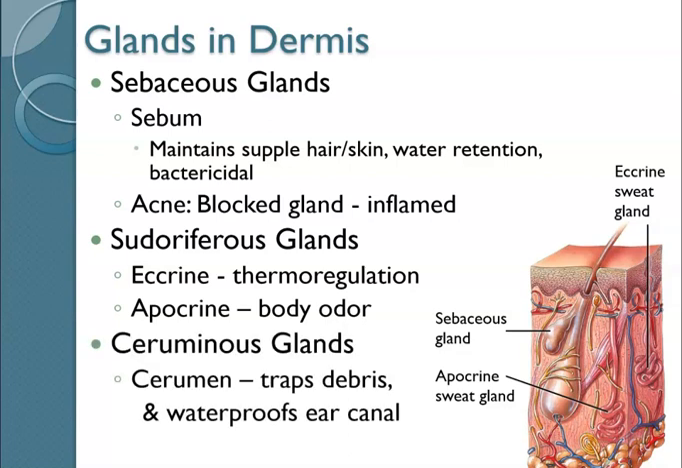Then we also have ceruminous glands. These are mainly found in our ear canal. They produce a waxy substance. The wax in our ear is when this collects and hardens. Usually, the cerumen just waterproofs our ear canal and helps removal of cell debris and other material.